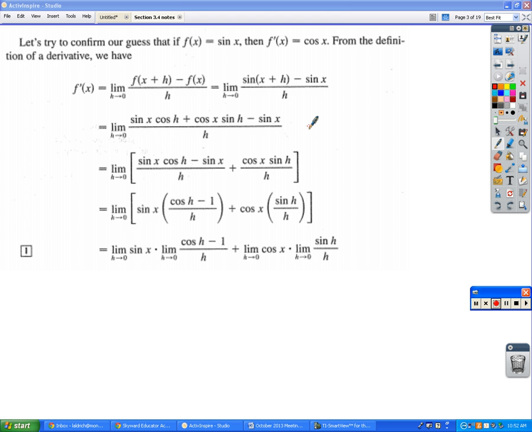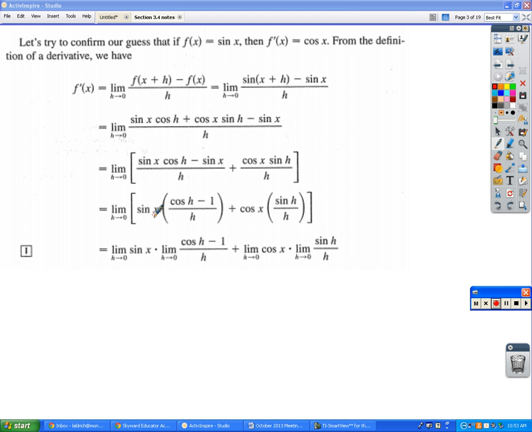Then they're going to take this and break this down into two separate fractions. Sine of h cosine of h minus sine of x is this piece here, plus cosine of h sine of h over h is this piece there, okay? The reason why they did that is because now they can factor out a sine of x from here and a cosine of x from there, all right?